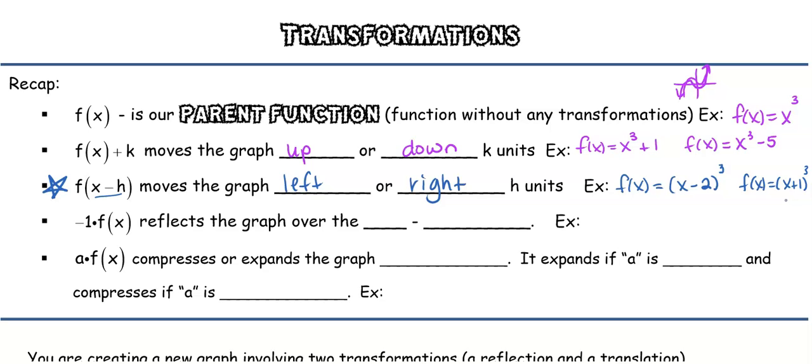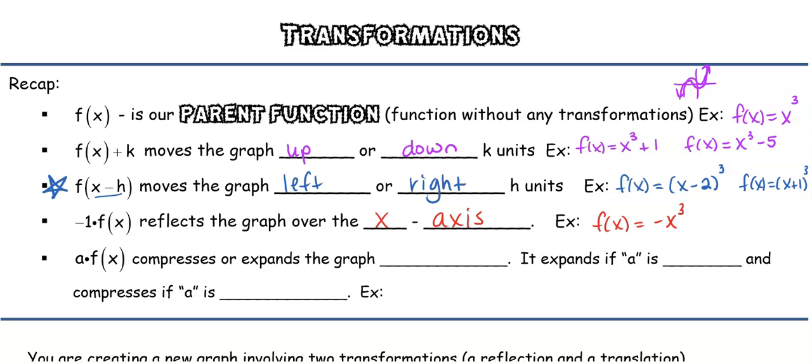So horizontal shifting is going to happen inside of the parentheses with the exponent, and it's the opposite way that you think. When we multiply by a -1, it's going to reflect over the x-axis. Yes, there are reflections over the y-axis, but we're not going to talk about those. So this would be a -x cubed. Now yesterday I had a -1x squared.